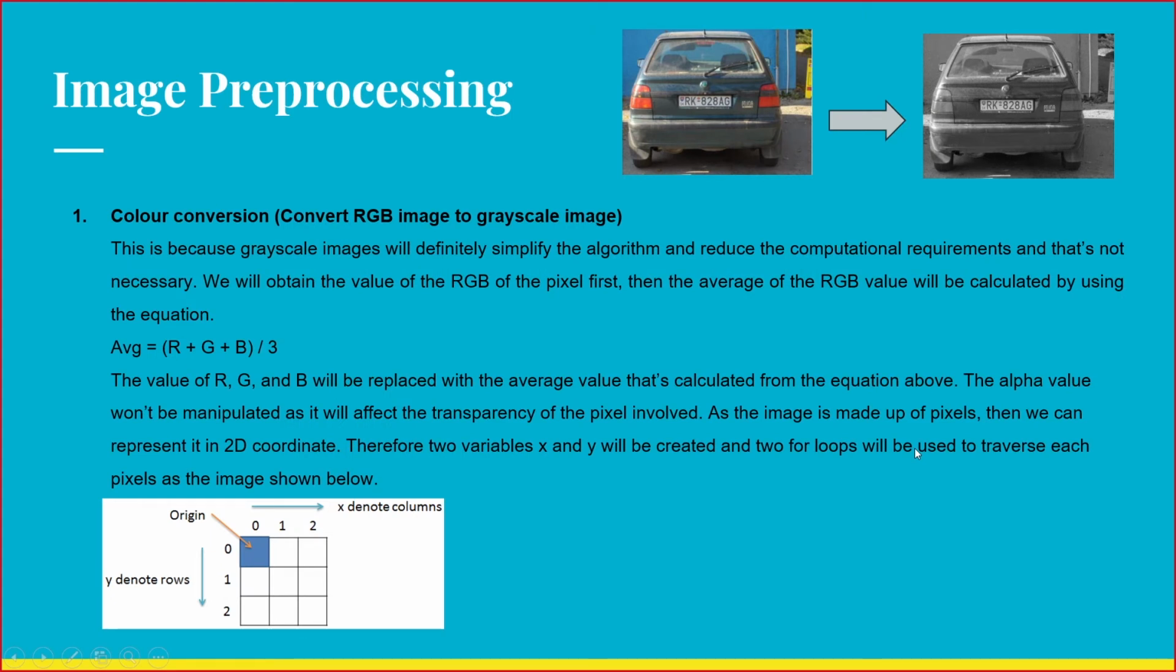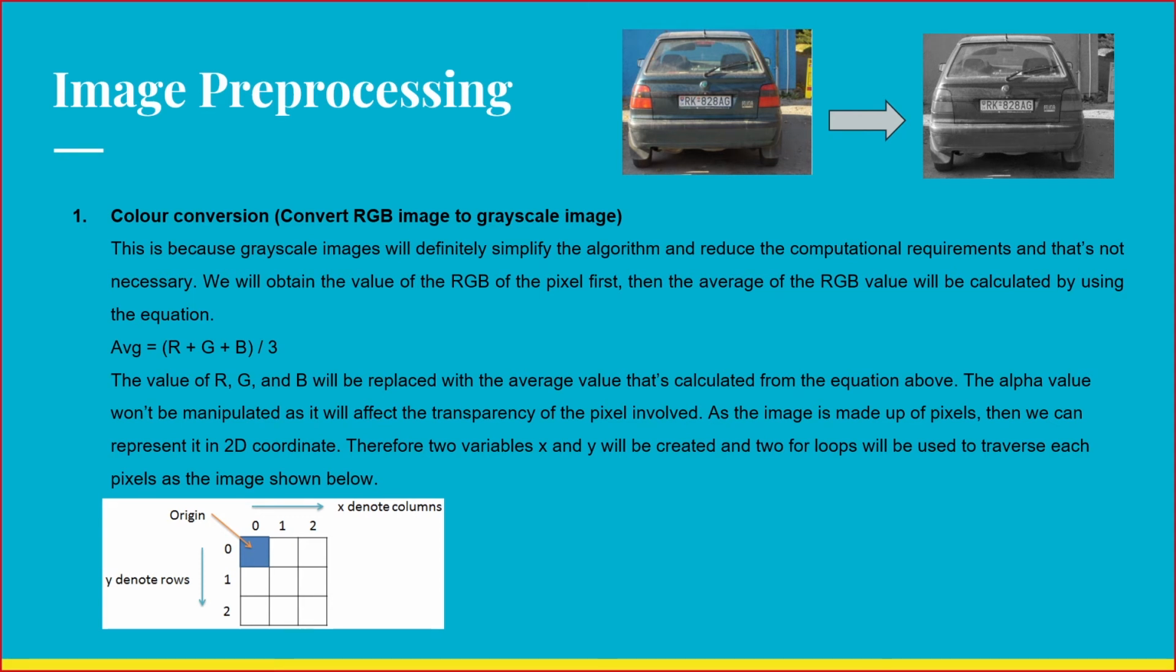Okay, so first is the image pre-processing. The first process included is the color conversion. This is because a grayscale image will simplify the algorithm and reduce unnecessary computational requirements. So we obtain the RGB value of the pixel first, then the average of the RGB values will be calculated using the equation shown in the image. The RGB values will be replaced with the calculated average value, and the alpha value won't be manipulated as it would affect the transparency of the pixel involved.